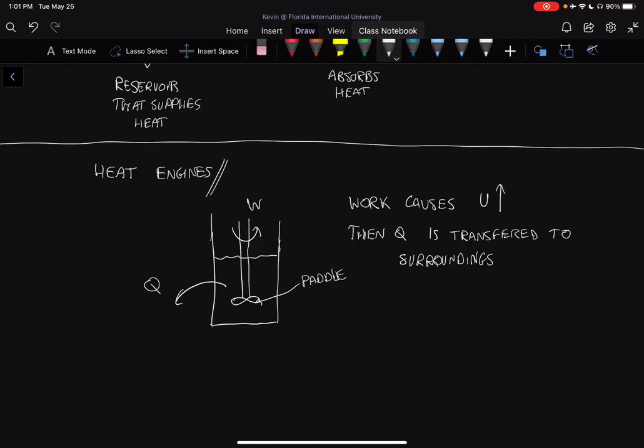Now, if we look at the system, we can say that work can always be converted to heat. Okay, we agree. So if we put some work in, we can state that work can always be converted to heat. And that implies a direction. We go from work to heat.